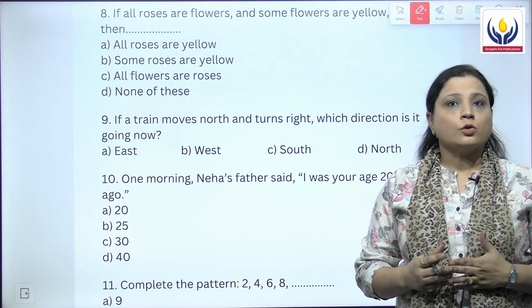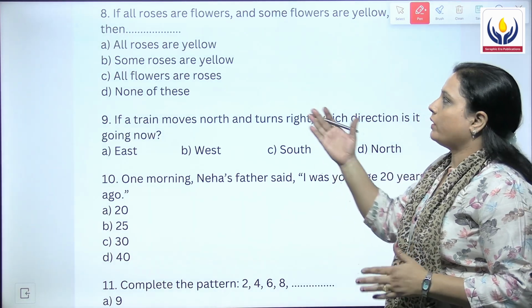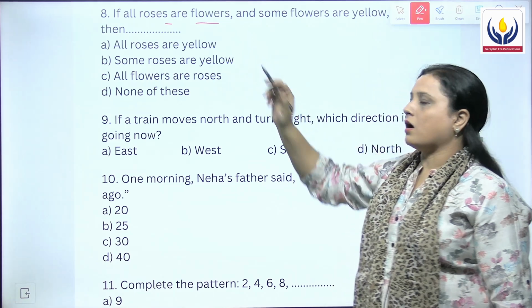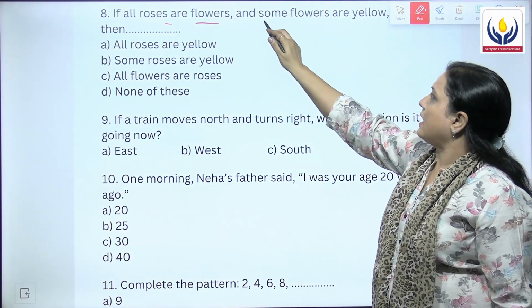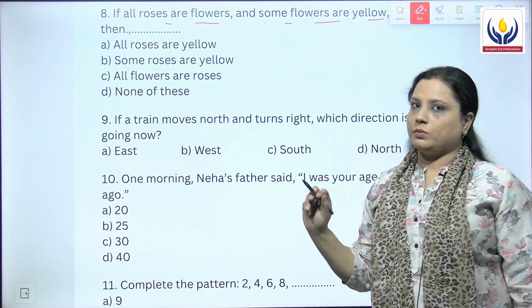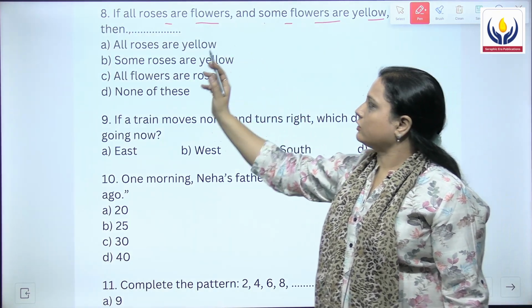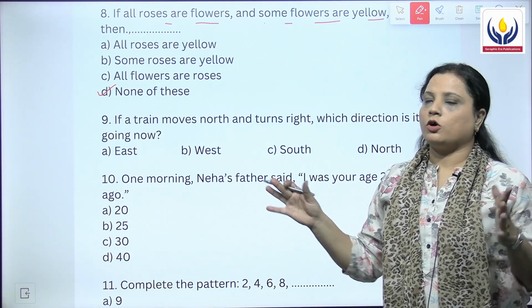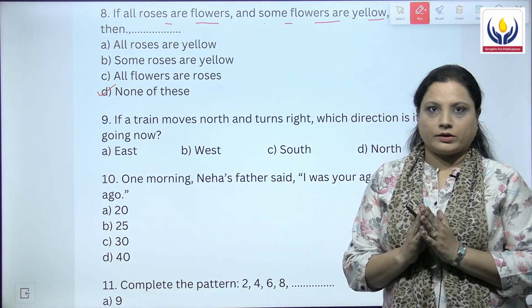Children, let's now do question number 8. So question number 8 is, if all roses are flowers and some flowers are yellow, then what will be the next option? The next option will be that none of these. It is not related to this question.